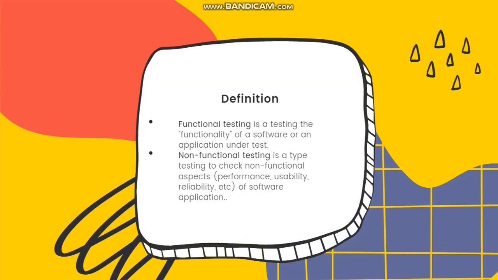The definition of functional testing is testing the functionality of a software or an application under test. And non-functional testing is a type of testing to check non-functional aspects: performance, usability, reliability, and acceptance of software applications. So, functional testing verifies each function or feature of the software, whereas non-functional testing verifies non-functional aspects like performance, usability, reliability, and acceptance.